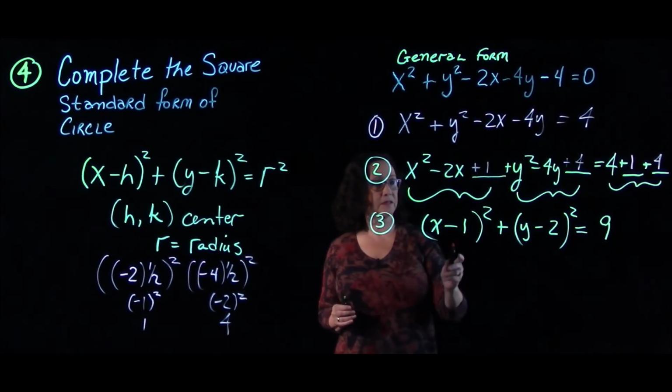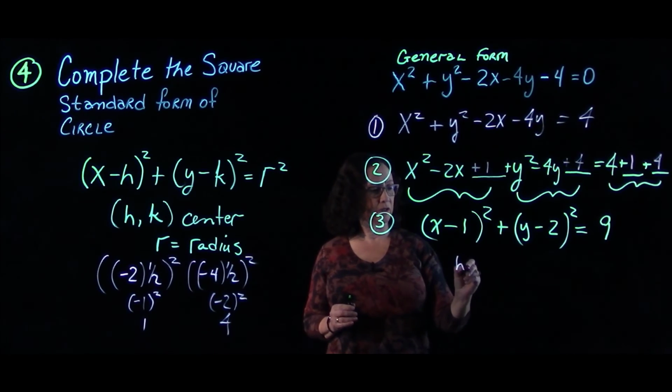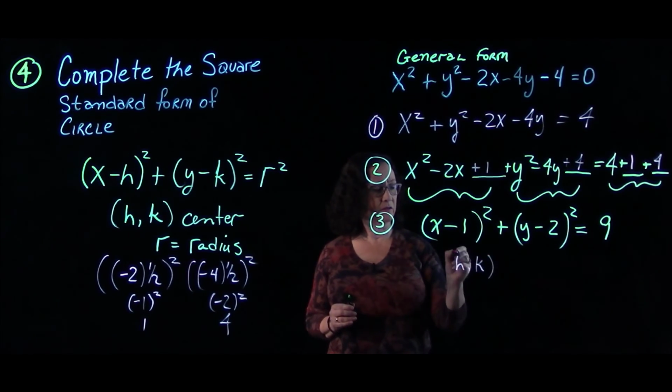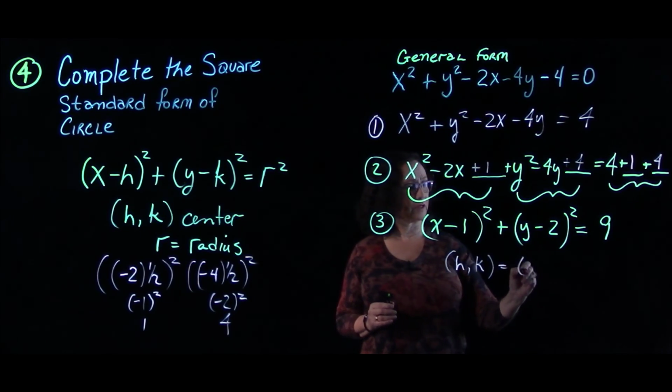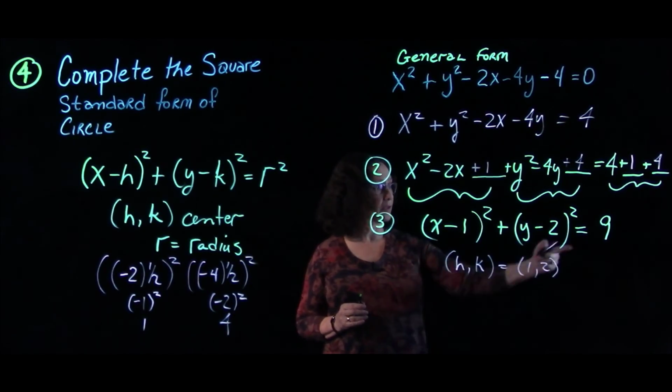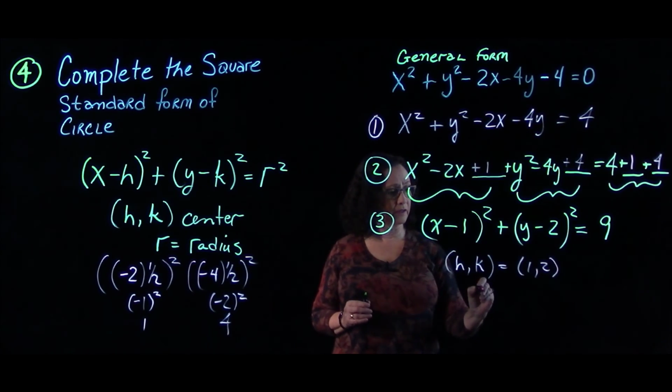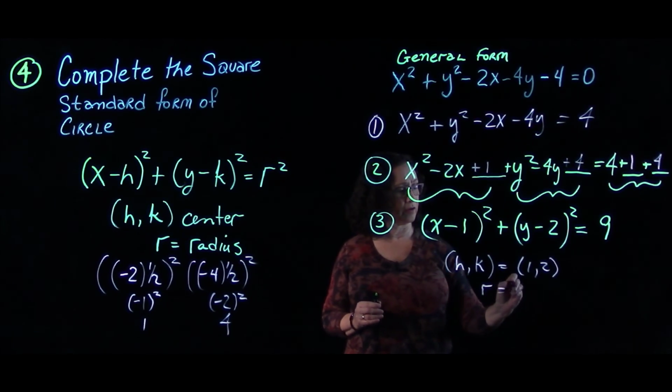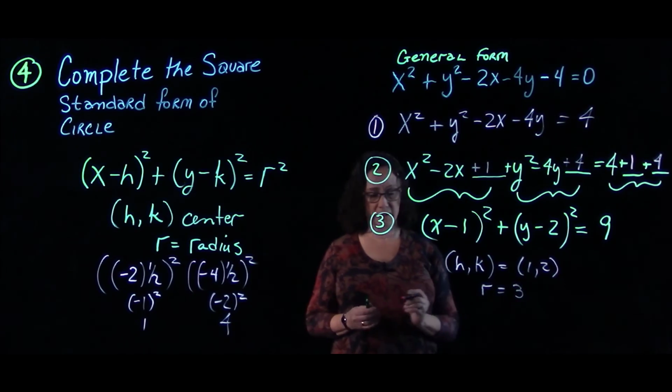What this gives us is our h and our k, which is going to be a 1 and a 2. That's the center of our circle. And the square root of 9 gives us our r. So our radius is 3.